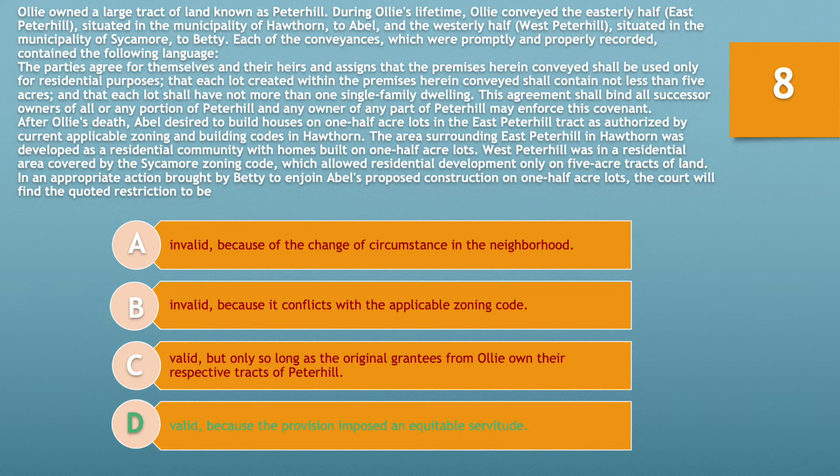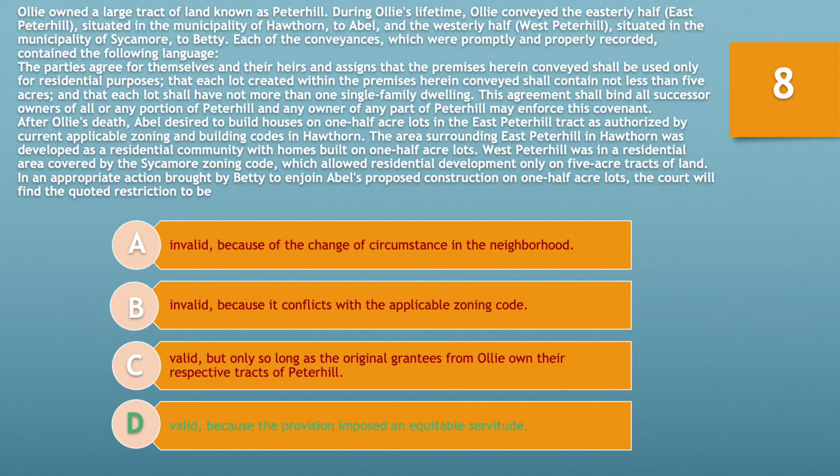But that being said, the zoning code in and of itself is not a limitation and does not extend the authority under the contract. C, valid, but only so long as the original grantees from Ali own their respective tracts of Peter Hill. Now, arguably, that would be a very invalid position to take, because if one wanted to get around this limitation, then one could simply sell their portion of the land, perhaps to a corporation that they themselves own. That would now not be the original contracting party, and you'd in essence have escaped from the original obligation.